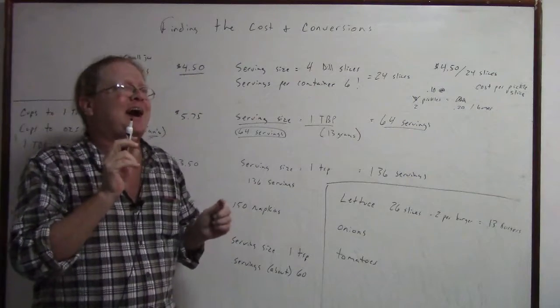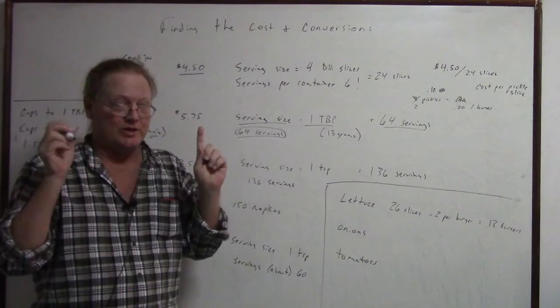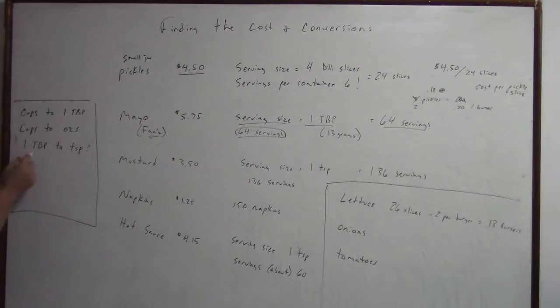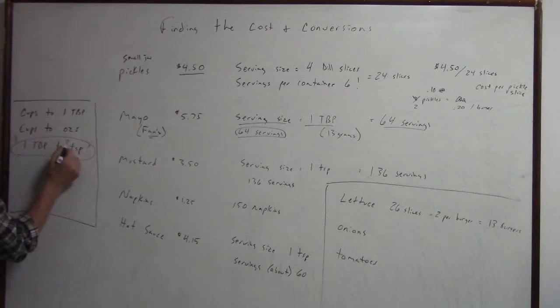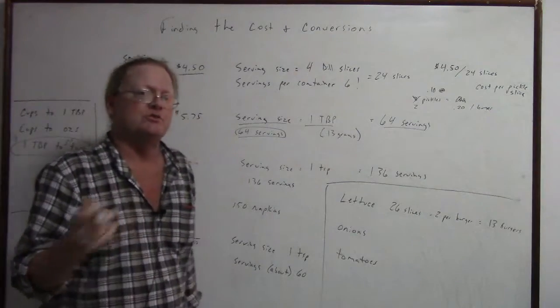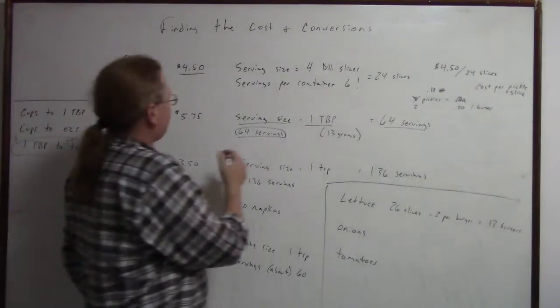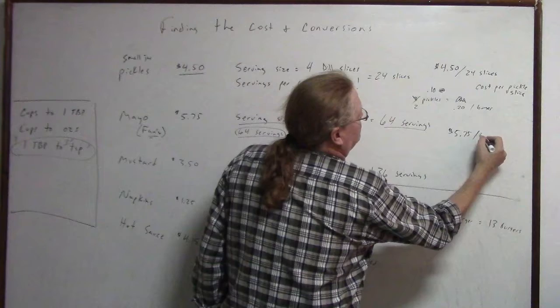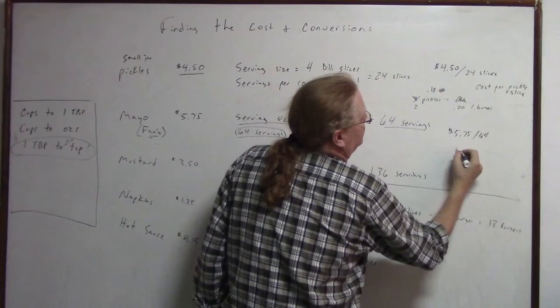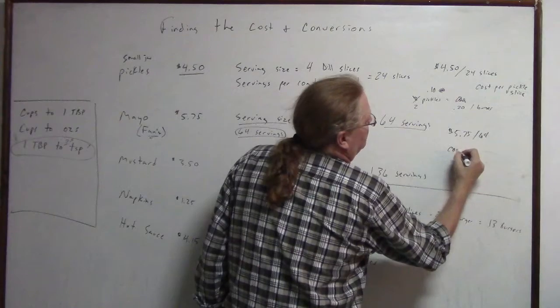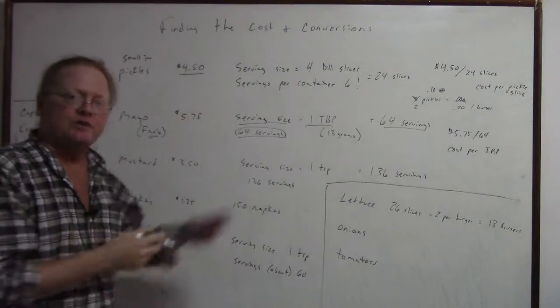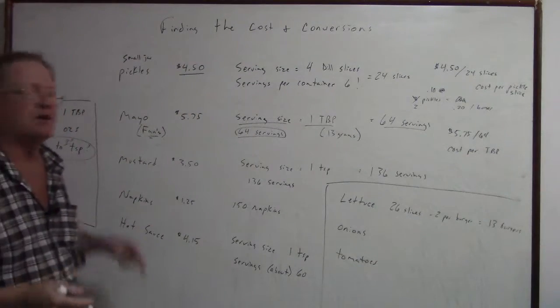Now, I get tricked into thinking that 1 tablespoon equals 2 teaspoons, but I'm not sure that's correct. You'll have to go look at your conversions. Does 1 tablespoon equal 2 teaspoons, or is it 3 teaspoons? You got to go look that stuff up and get used to looking at it. So, if we divide the $5.75 by 64 servings, we get a cost per tablespoon. And if we don't want that, then we'll have to convert it down to teaspoons and get the cost.